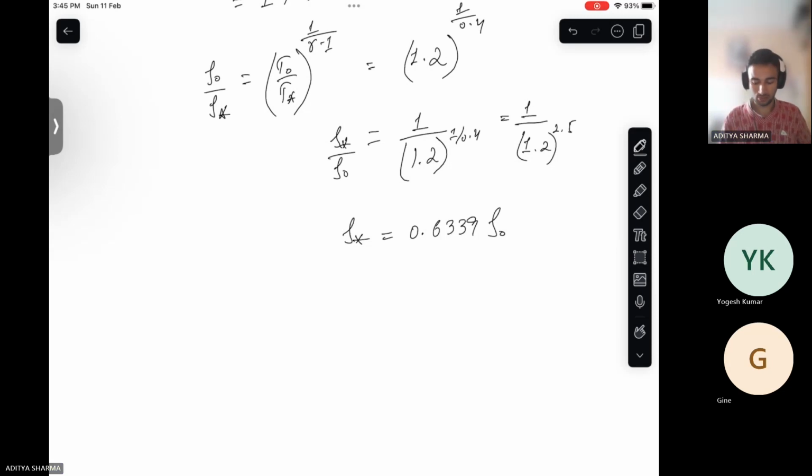So when there is no flow, stagnation and static are both the same. But then, Ginny, could you please switch off your mic? Yes, thank you. So this density has reduced to this.